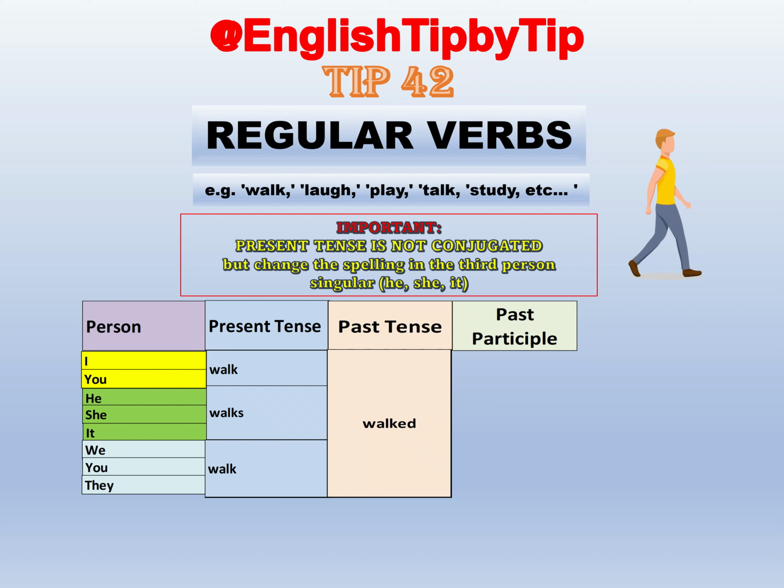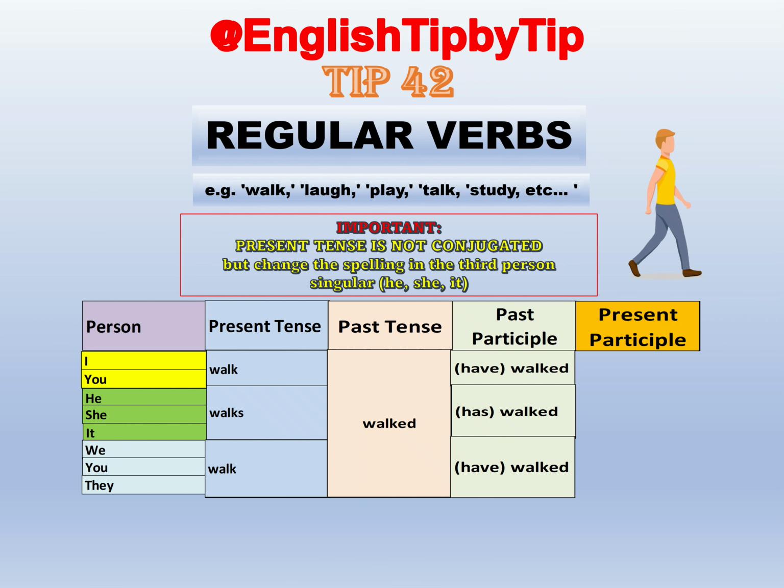Past participle: have walked, has walked. Present participle: I am walking, you are walking, he, she, it is walking, we, you, they are walking.